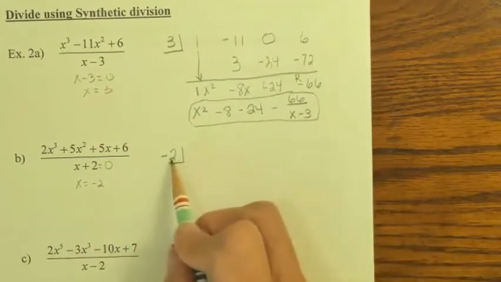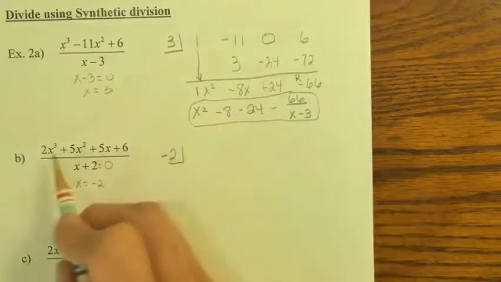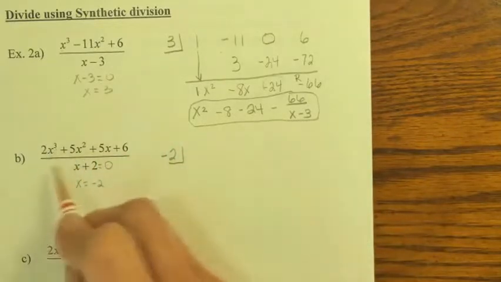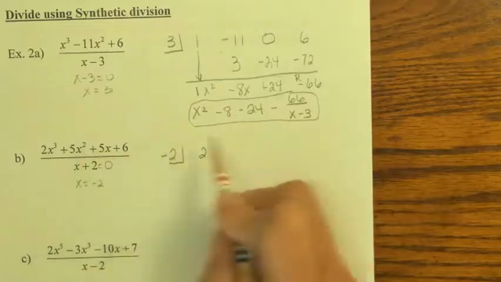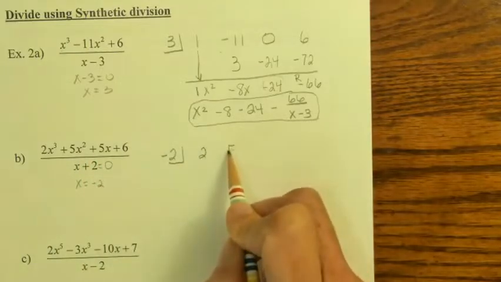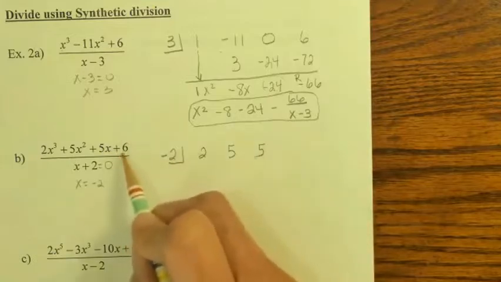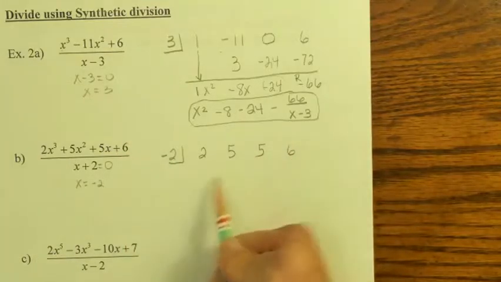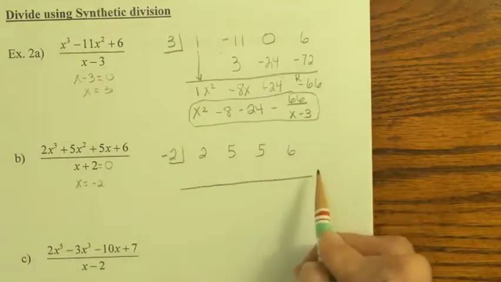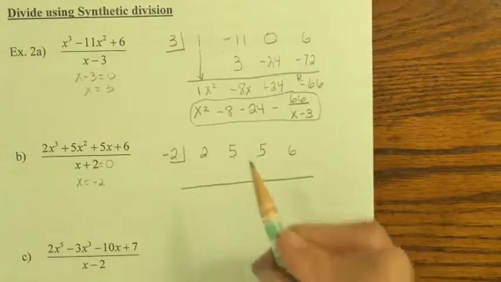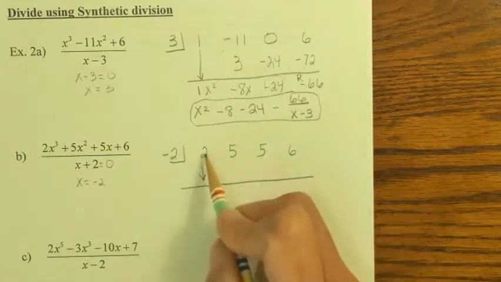My negative 2 goes in the half box, and then my coefficients of each term go across. So we start with x to the third. The coefficient is 2. My x to the second coefficient is 5. My x to the first coefficient is 5. And my constant is 6. Leave a space and draw your line. We bring down the 2.